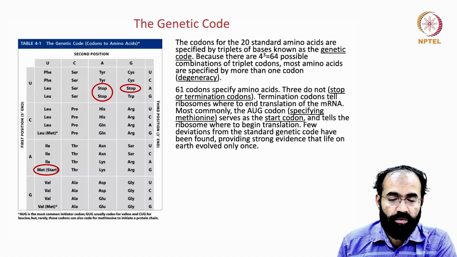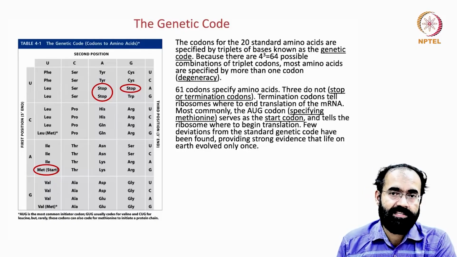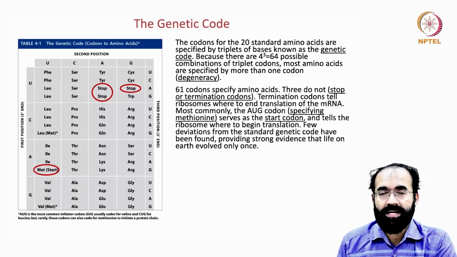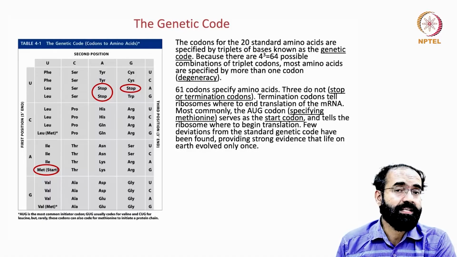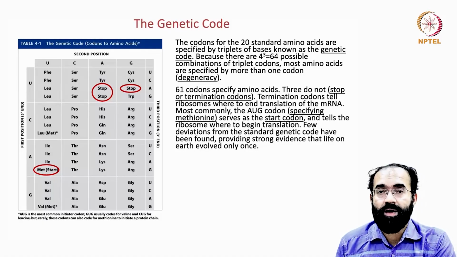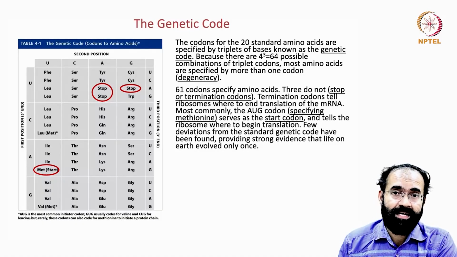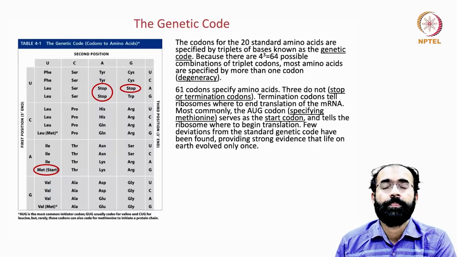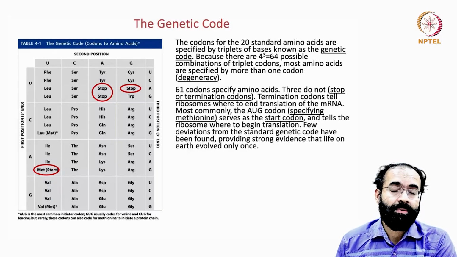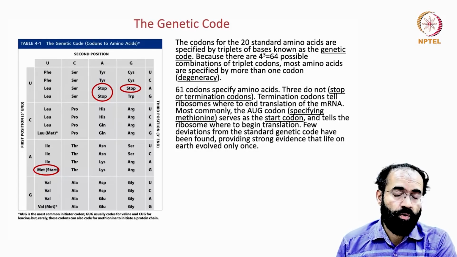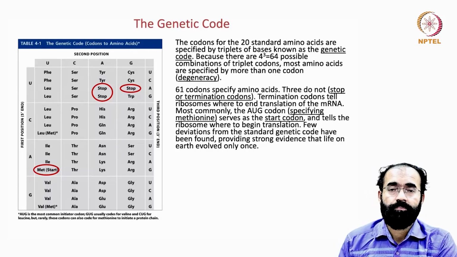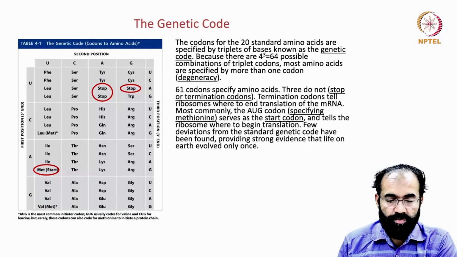So a total of 64 possible combinations of triplet codons are possible, and most amino acids are specified by more than one codon, and we refer to this phenomenon as degeneracy, or we call it degenerate codon. So what does it mean? Because there are only 20 amino acids, we don't have 64 amino acids to have identity. So one amino acid can have from 1 to 6 codons. Some amino acids have 1 codon, some have 2 codons, some have 4 codons, some have 6 codons. So this is the range based on which amino acid you are talking about.